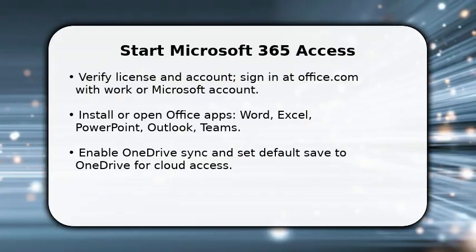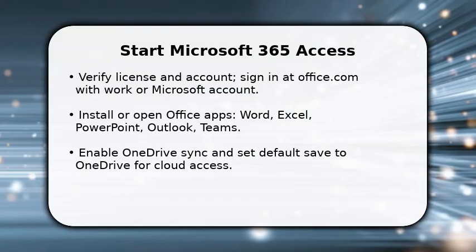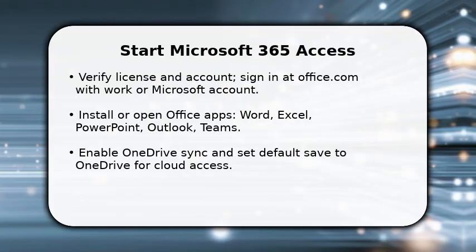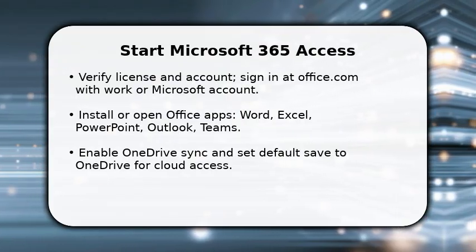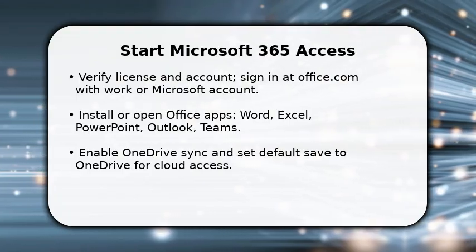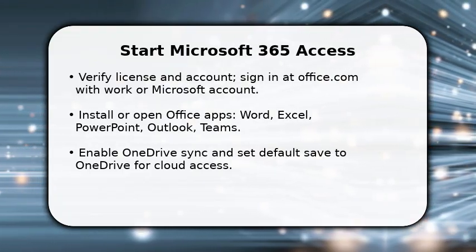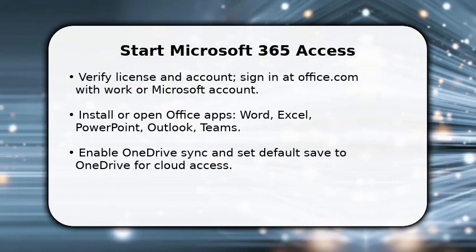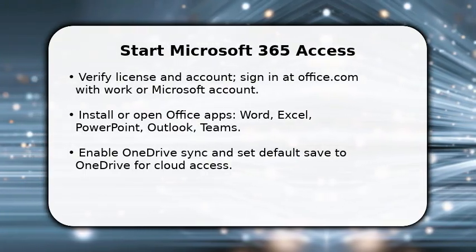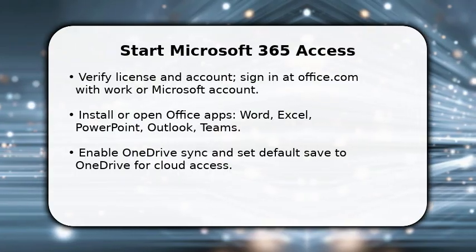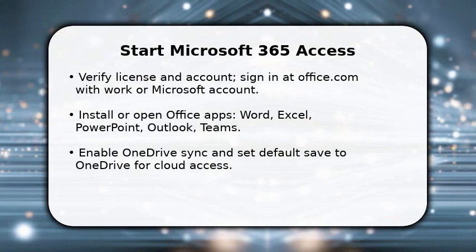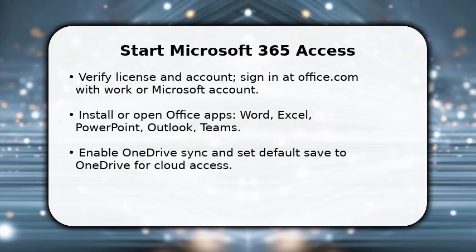You begin by confirming a licensed Microsoft 365 account and signing in at Office. Once signed in, make sure to install or open core Office apps like Word, Excel, PowerPoint, Outlook, and Teams so you have the tools ready. Next, enable OneDrive Sync and set your default save location to OneDrive to keep files backed up and accessible across devices. Once done, check your account settings for regional and language preferences so app behavior matches your workflow.